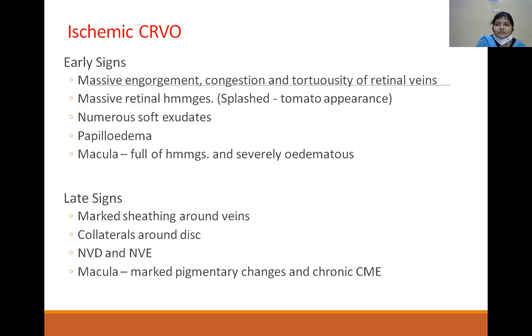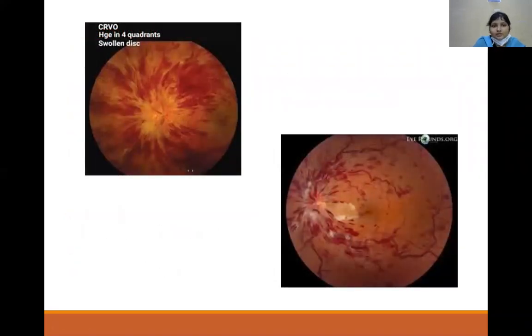In late signs, you see sheathing around the veins, collaterals are present, and neovascularization is present in the disc and elsewhere. This neovascularization leads to neovascular glaucoma after 3 months of onset of CRVO. So this is called 90-day glaucoma. And in the macula, you see permanent pigmentary changes and cystoid macular edema. So this is a picture showing ischemic CRVO.